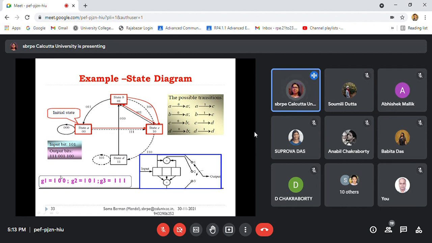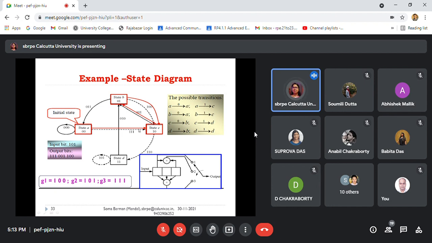Clear? How the state changes, or how we are defining the state here, is shown by this table of possible transitions. This can also be another representation. The state diagram can be given in table form, that is the state definition, or you can define the state this way. If the state is defined this way, you can easily draw the state diagram. Clear? So from this, you can draw the state diagram.